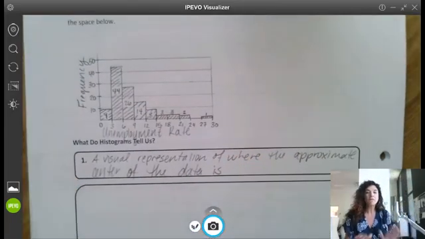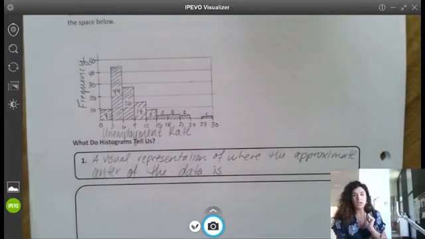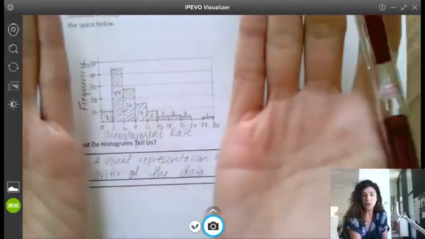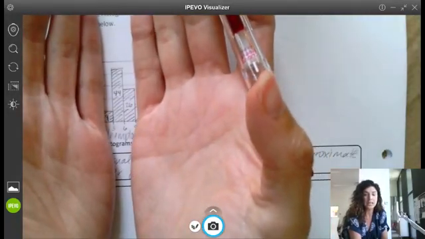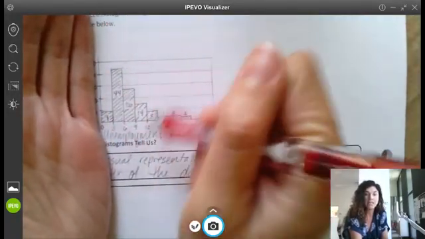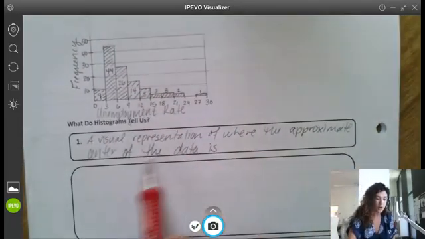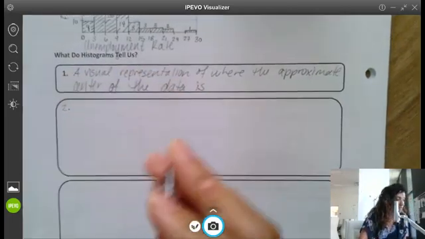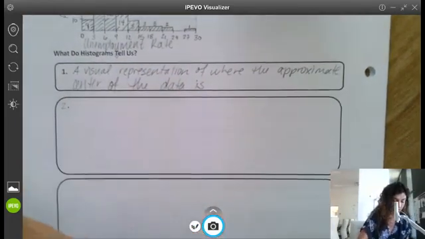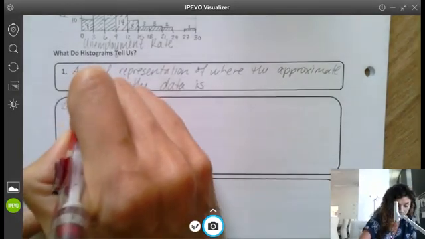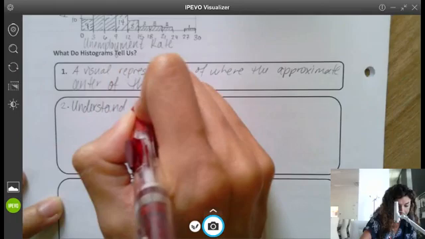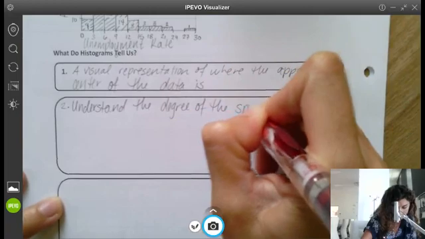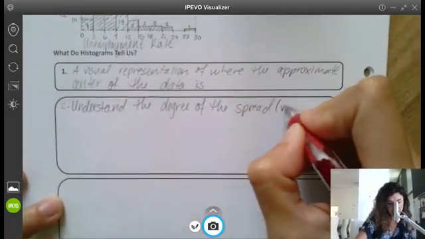So we can look at this and have a pretty good visual idea of where most of our data lies between. Most of our data lies between 3 and 12. And we could even argue that most of our data lies in between 3 and 9. So that's where it's all heavily weighted, okay? So where the center of the data is a quick thing that histograms can tell us. Another quick thing that histograms can tell us is the degree of the spread. And we call this variation.